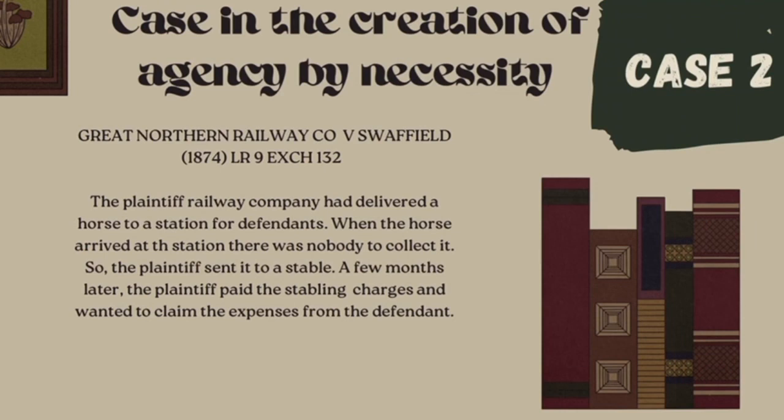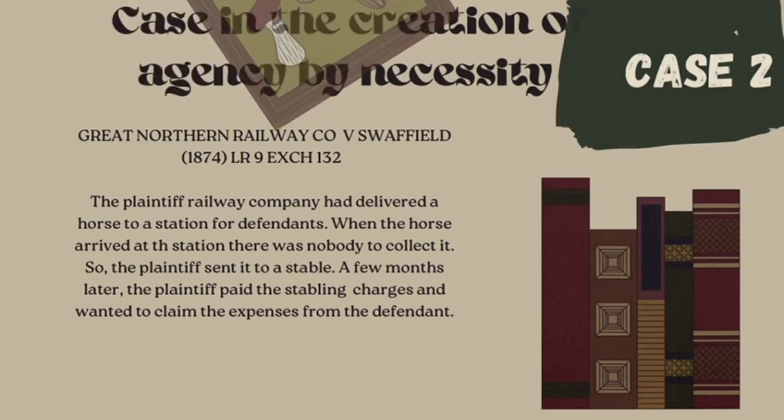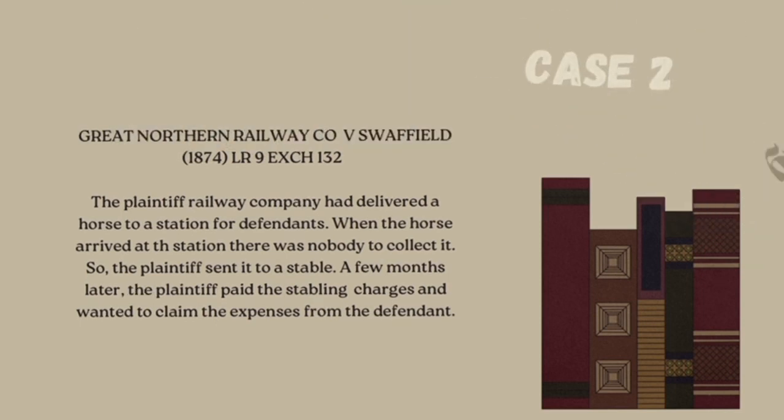Case in the creation of agency by necessity, Great Northern Railway Co v Swaffield, 1874. The plaintiff railway company had delivered a horse to a station for the defendants. When the horse arrived at the station, there was nobody to collect it. So, the plaintiff sent it to a stable. A few months later, the plaintiff paid the stabling charges and wanted to claim the expenses from the defendant.